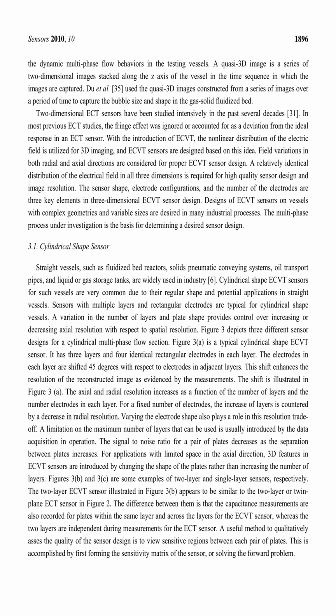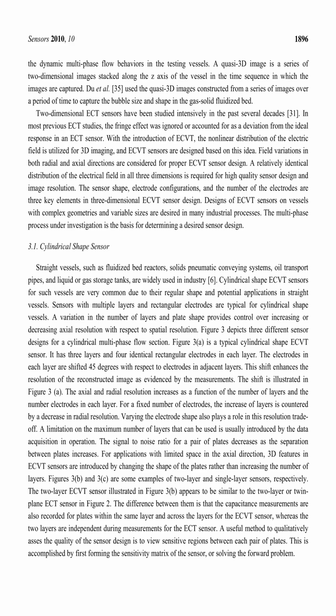A variation in the number of layers and plate shape provides control over increasing or decreasing axial resolution with respect to spatial resolution. Figure 3 depicts three different sensor designs for a cylindrical multi-phase flow section. Figure 3A is a typical cylindrical shape ECVT sensor. It has 3 layers and 4 identical rectangular electrodes in each layer. The electrodes in each layer are shifted 45 degrees with respect to electrodes in adjacent layers. This shift enhances the resolution of the reconstructed image as evidenced by the measurements. The shift is illustrated in Figure 3A.